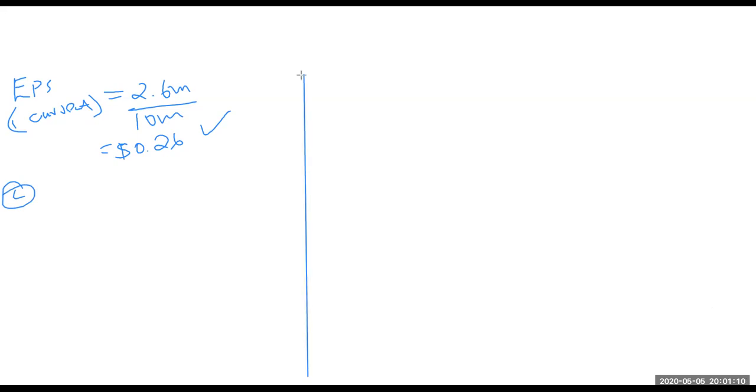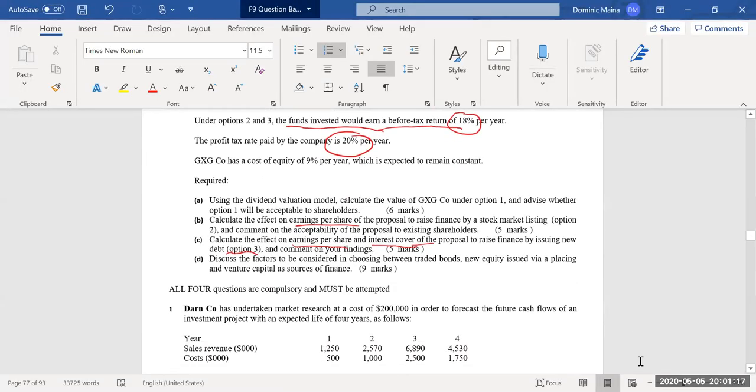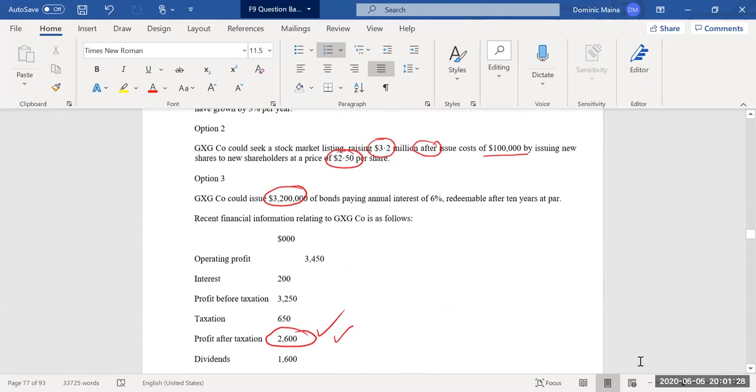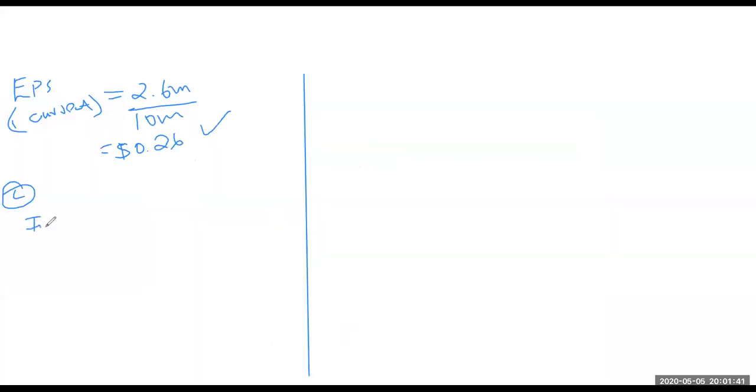Now, part C of the question is more towards the financial risk, because it's asking us to get earnings per share, as well as the interest cover ratio, and make a comment. So, earnings per share under the use of debt. Option three was on debt, so they're paying 6%.